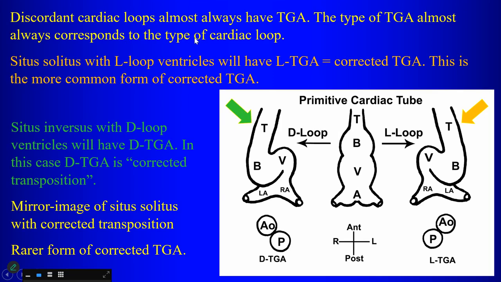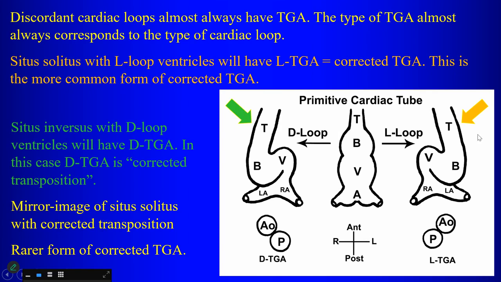Now what happens with discordant cardiac loops? When we have a discordant cardiac loop, you pretty much always will also have transposition. And the type of transposition corresponds to the type of cardiac loop. So let's start with situs solitis with L loop. That is the discordant cardiac loop, right? So situs solitis, the right atrium is on the right, left atrium is on the left. We have an L loop here, so we form discordant atrioventricular connections.